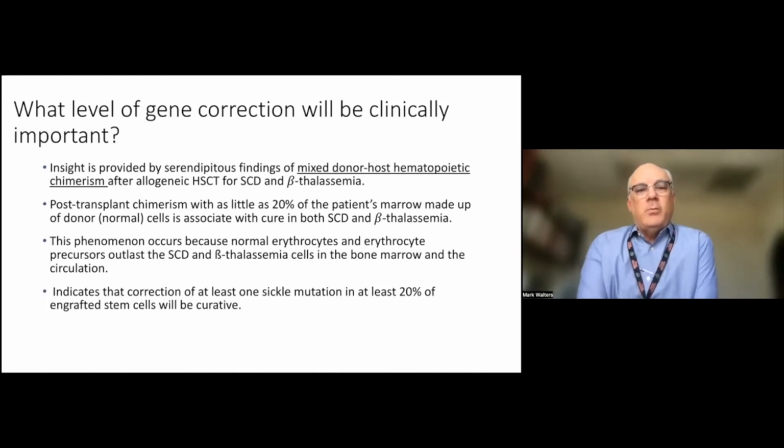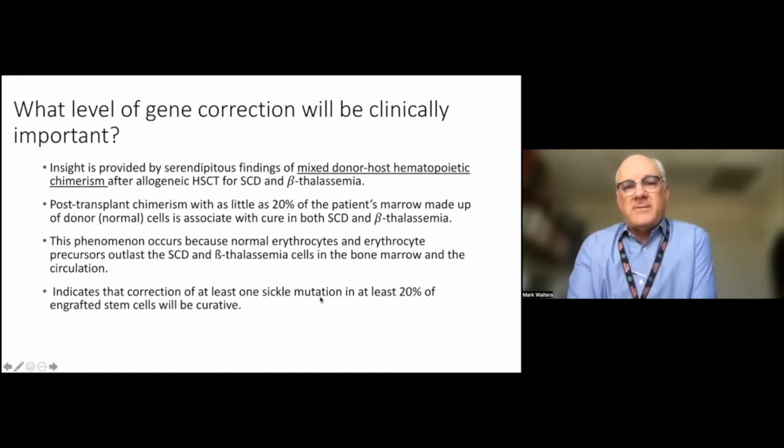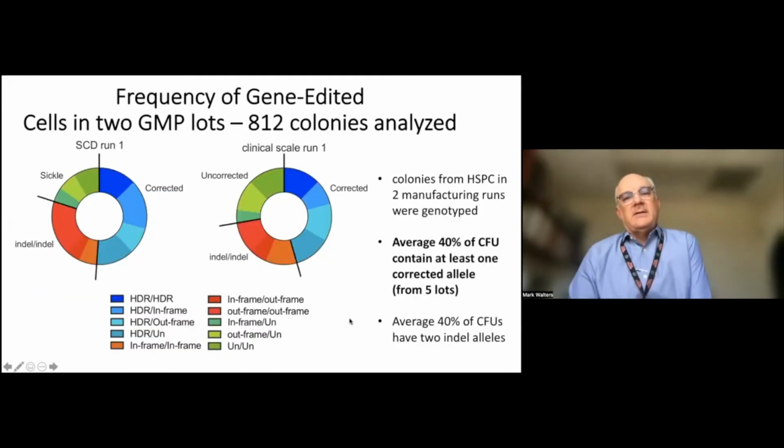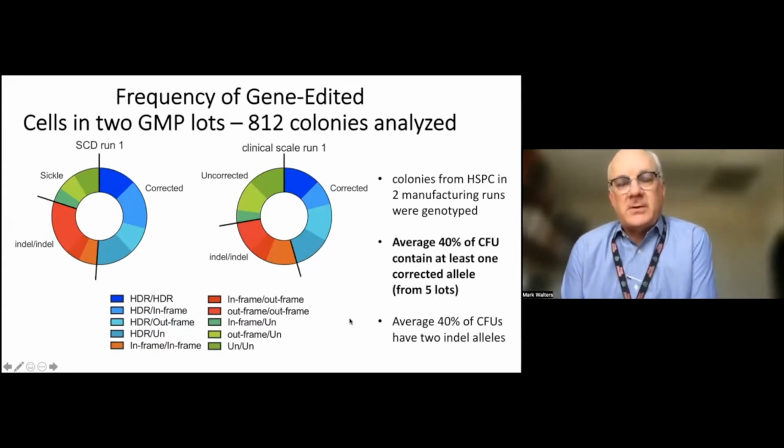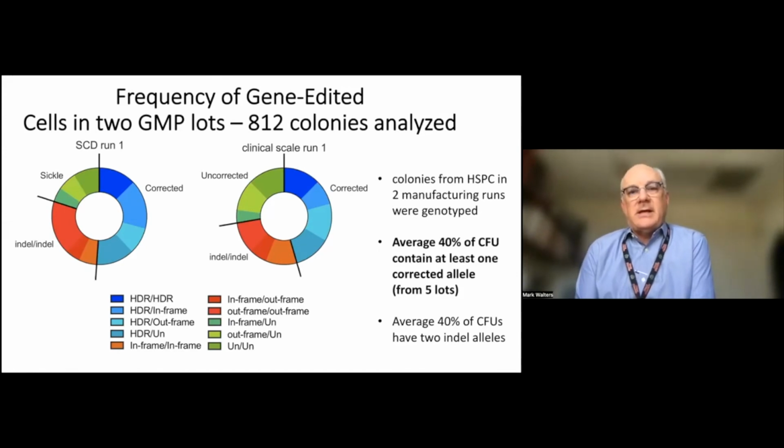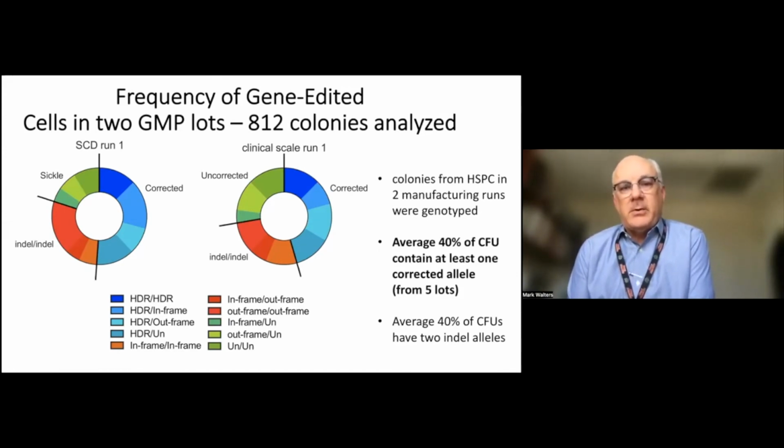So based on this observation that's very significant, if we can correct at least one sickle mutation in 20% of the engrafted stem cells, we should have a curative effect. And in fact, that's what we've been observing. These are 2 manufacturing runs that were conducted by the team at UCLA. And after we put the human cells in the mouse and then collected the bone marrow 20 weeks later, we were able to count the number of stem cells that form a colony in an in vitro test.